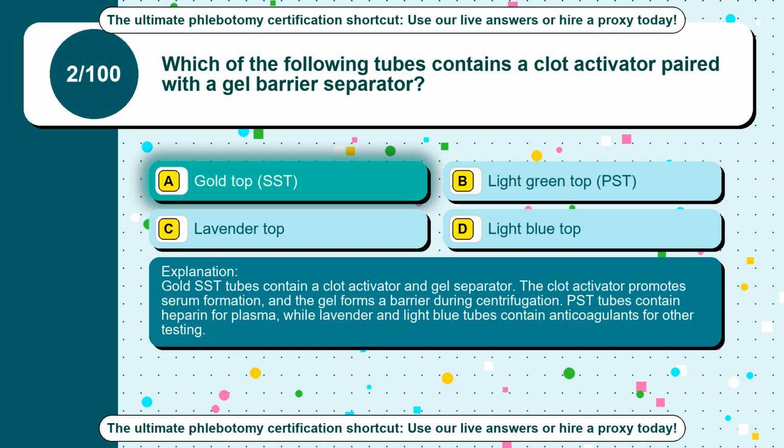Gold SST tubes contain a clot activator and gel separator. The clot activator promotes serum formation, and the gel forms a barrier during centrifugation. PST tubes contain heparin for plasma, while lavender and light blue tubes contain anticoagulants for other testing.